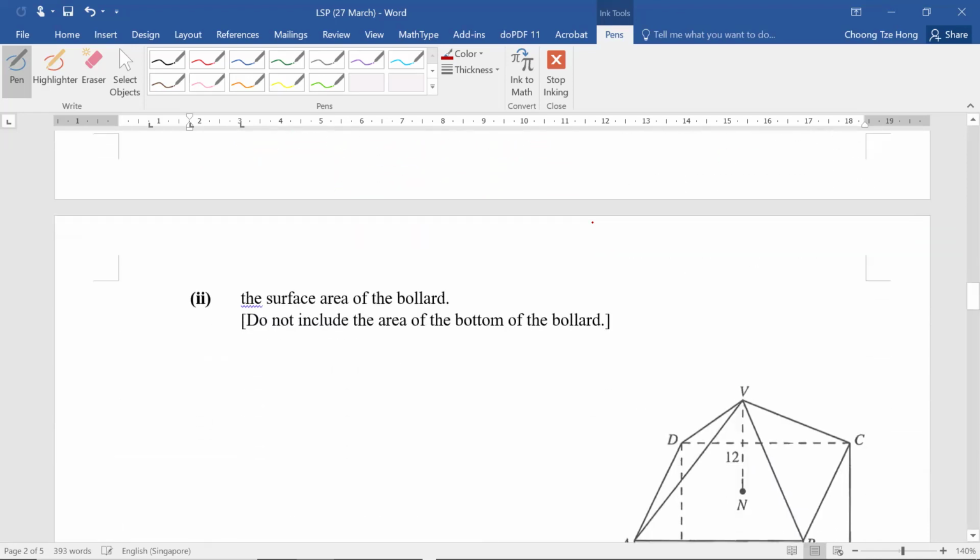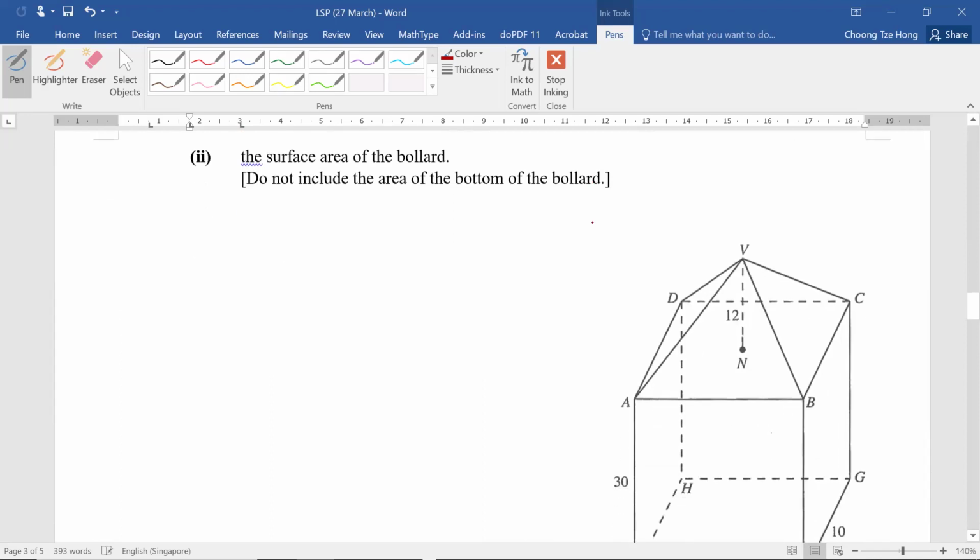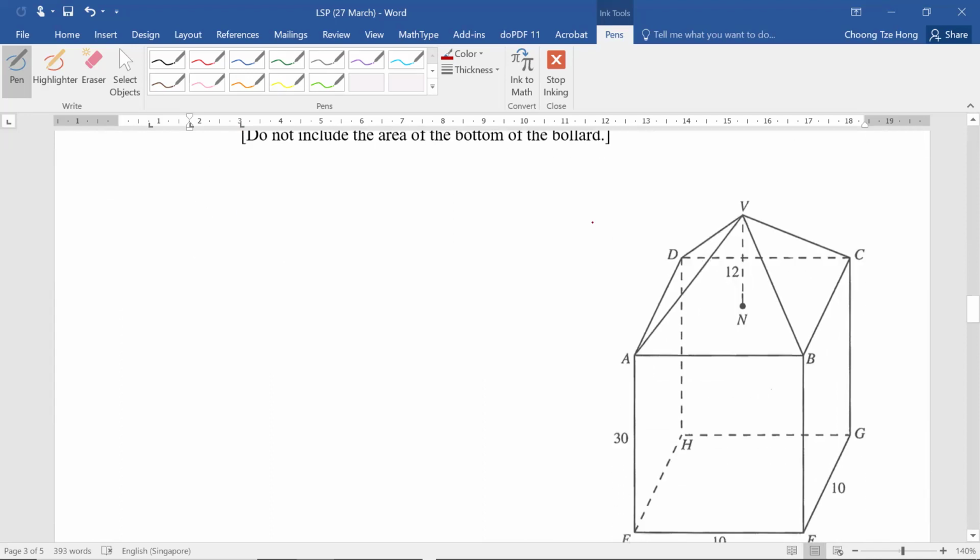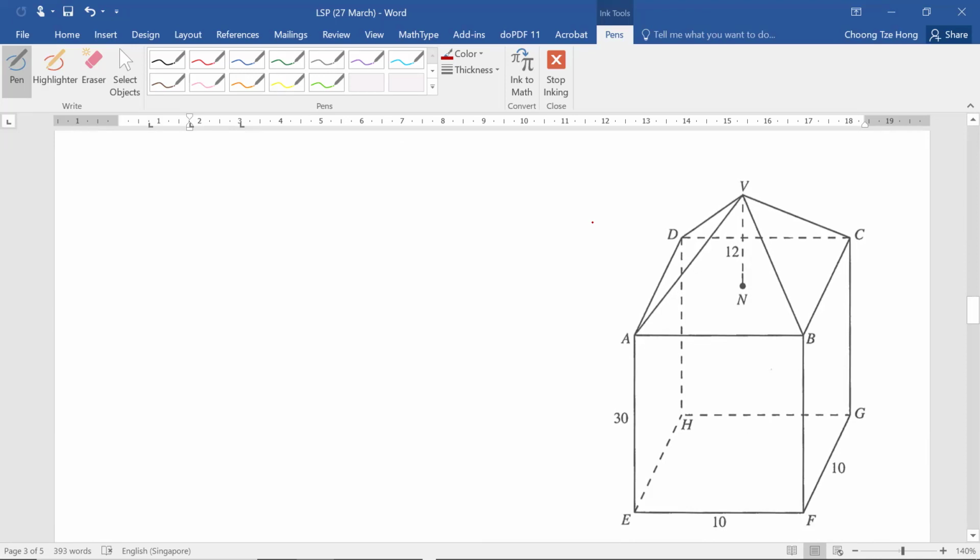Let's move on to the last part of the question. They want us to calculate the surface area of the bollard, but we do not need to include the base of the bollard, which is the square base. Which means that now we just need to add up the four sides of the cuboid and then the four triangles of the pyramid.